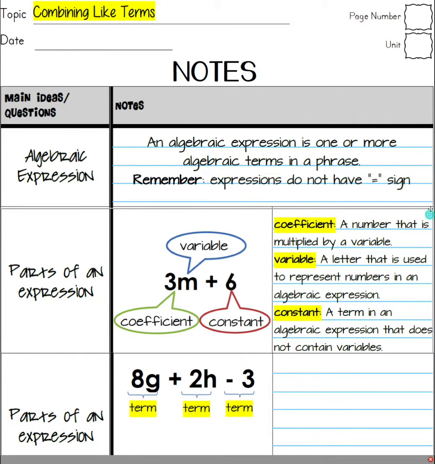There are other parts of an expression that we'll see, and this is really important for this unit especially, because we need to know what the parts of an expression are. When we are saying combining like terms, we have to know what our terms are. Every term is separated by either addition or subtraction. So in this case, 8g is a term, this positive 2h is a term, and negative 3 is a term.